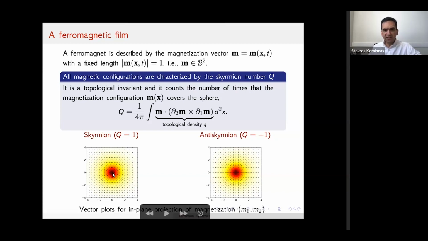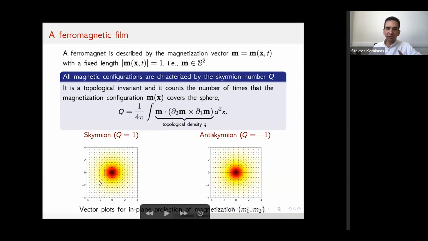You see that in the center, you point towards the screen, that is to the south pole of the magnetization sphere. Outside, you point towards us, that is to the north pole of the magnetization sphere. And in between, you point to every point on the sphere in between. That is, you cover the sphere once. That's why this has a skyrmion number 1, which can be calculated formally by this integral. You call this a skyrmion.